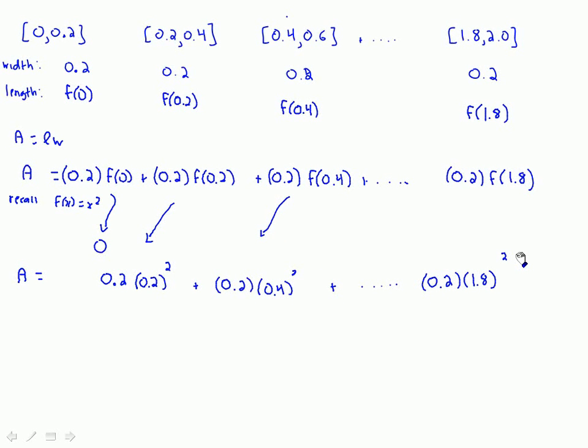Now this, if we were trying to simplify this, we may well decide there's a common factor of 0.2 for each of them. So I'm going to factor out that 0.2. So area is equal to, factor that out, and that leaves me with 0.2 squared plus 0.4 squared plus all of these to 1.8 squared.